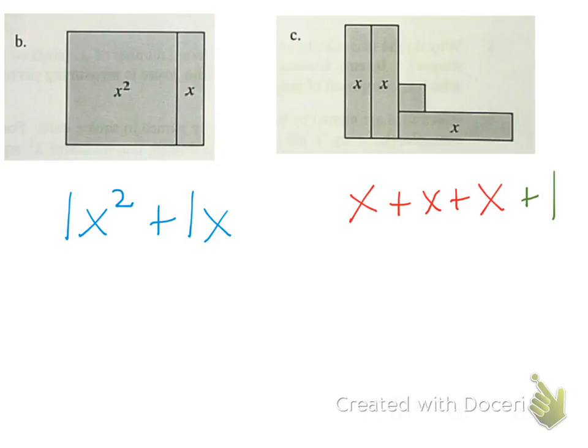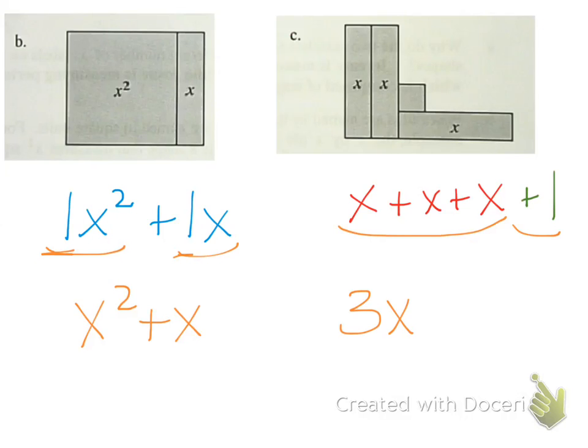Okay, for B, here's one way you could write it. And again, we were hoping that you would use area for combining like terms. So I have one x squared tile and one x tile. It's okay to put a 1 in front of them, but it's also okay just to write this expression like this. For C over here, I have 3 x tiles and then 1 unit tile. So again, you could write the simplified expression to look like this. How did you do? Should be pretty easy.